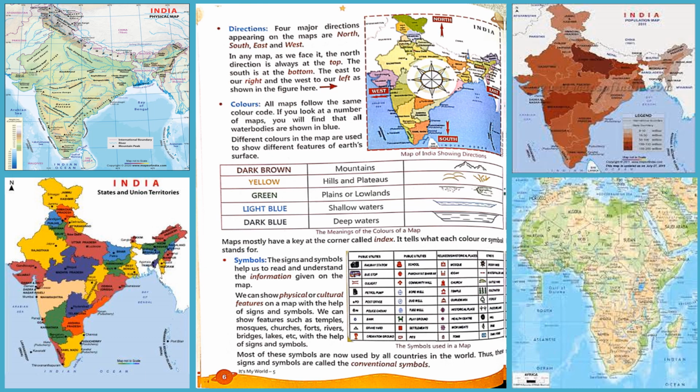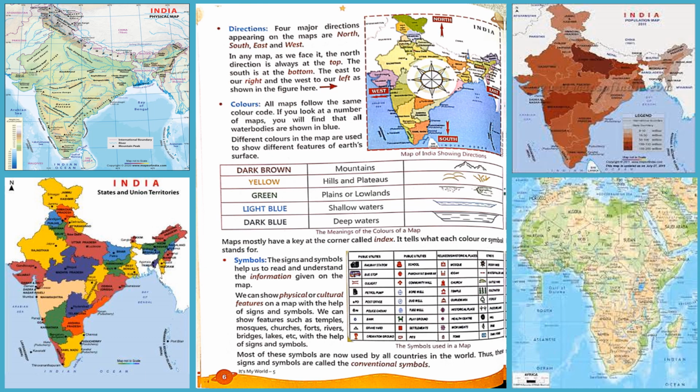Directions. Four major directions appearing on the maps are north, south, east and west. What are the four main directions? Four main directions are north, south, east and west. Next, if you stand in front of a map, as we face it, the north direction is always at the top. The south is at the bottom, the east is to our right and the west to our left. You can see the picture also marked here. These are the main directions.